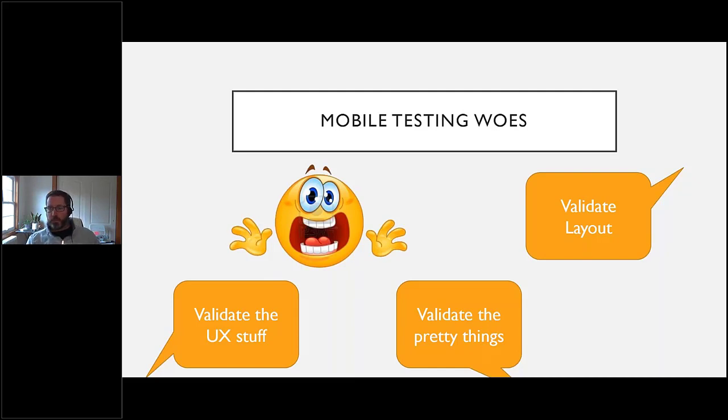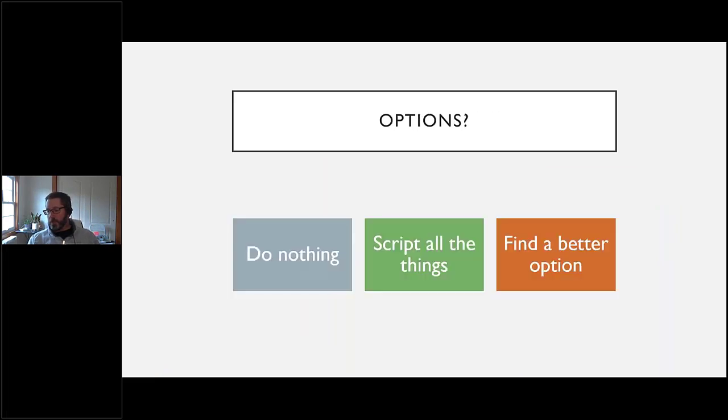So what are our options? I'd like to remind us all that we always have the option to do nothing. It's not a good option, but there's always that option. We're not going to talk about that, obviously. We could say, well, we're not going to validate those. We're just going to validate functional things and let somebody else do it, which is perfectly fine. That's not what we're going to talk about today. We can say script all the things. That could be quite perplexing, but maybe we can find a better option.